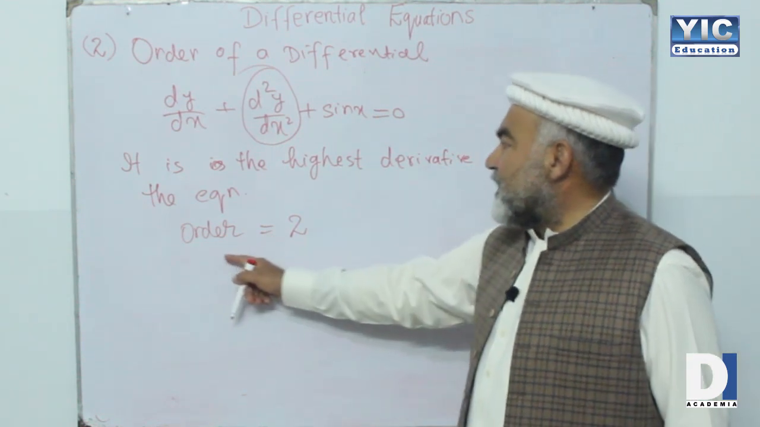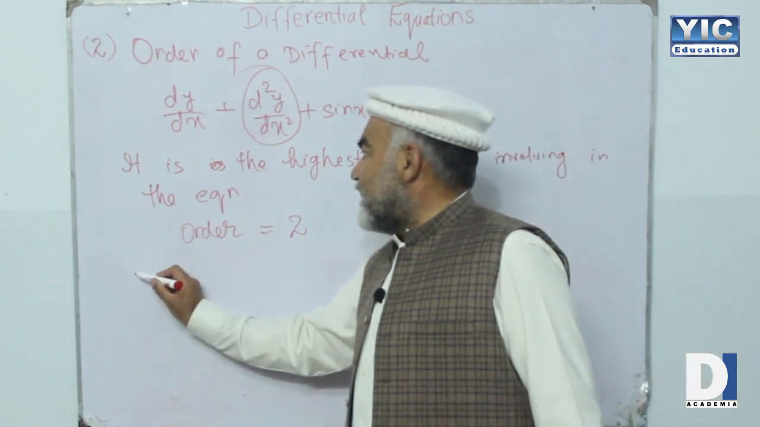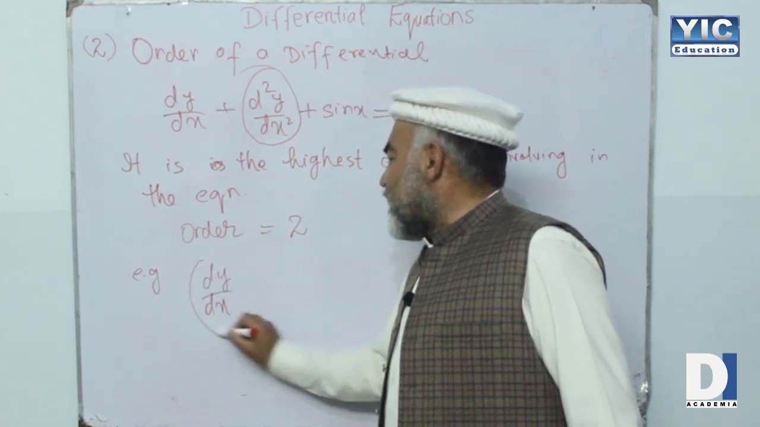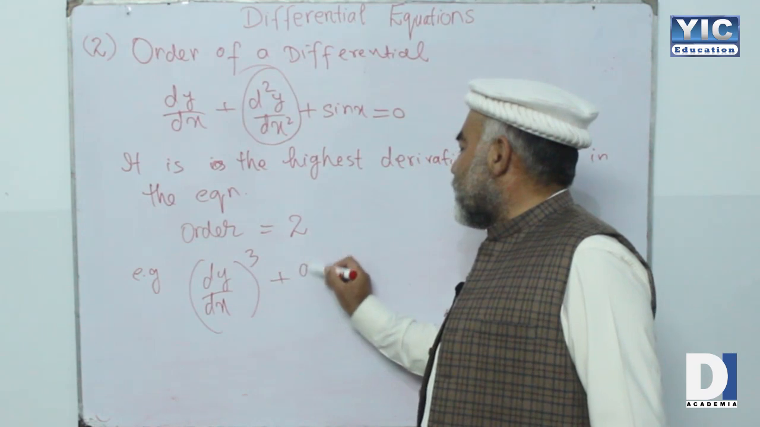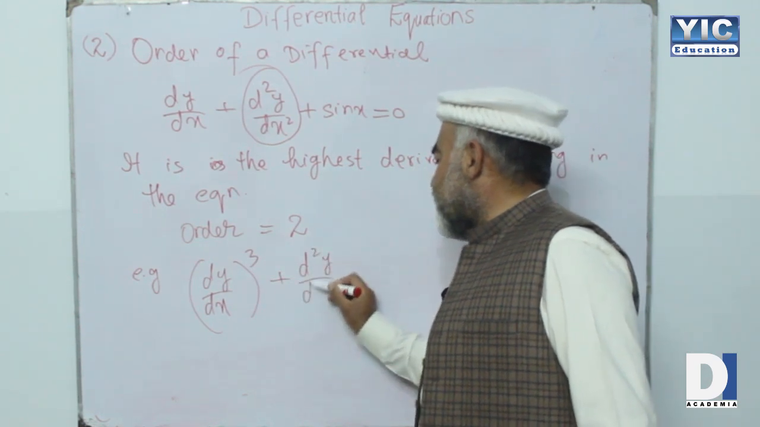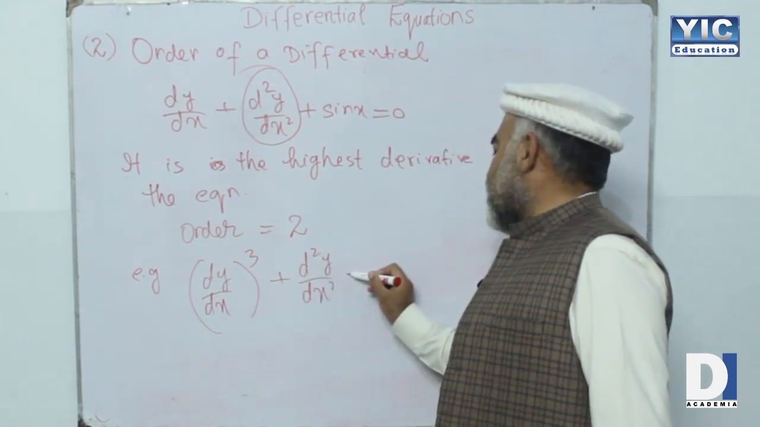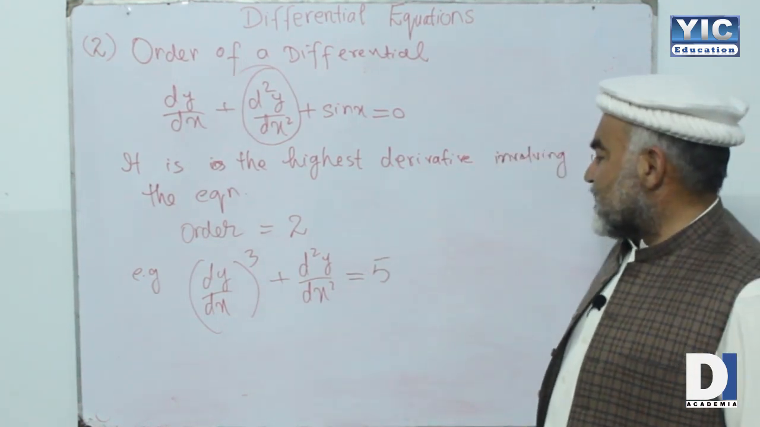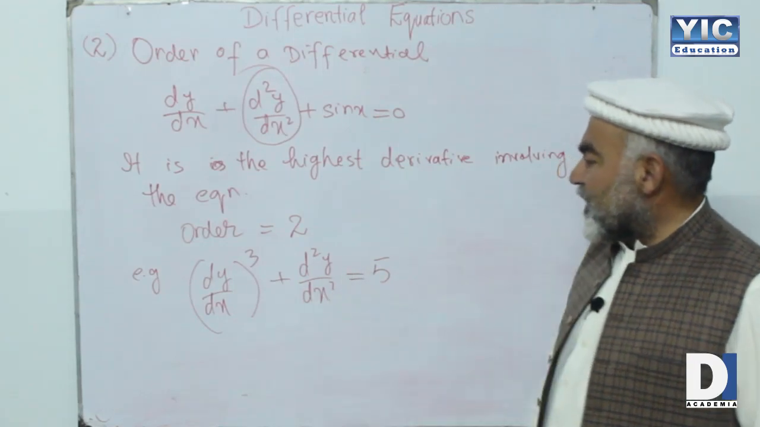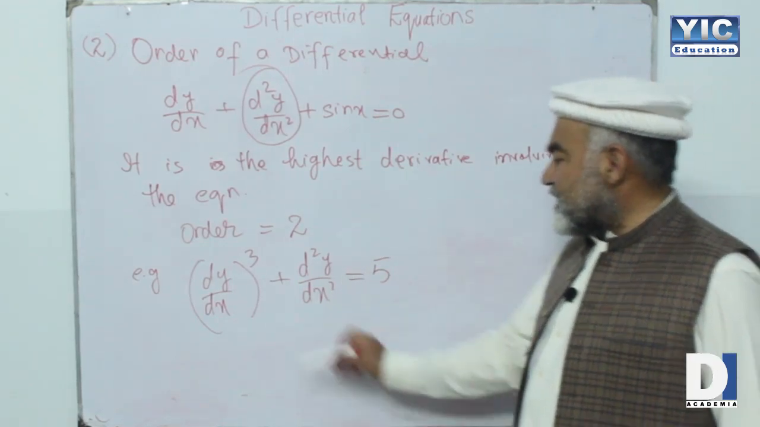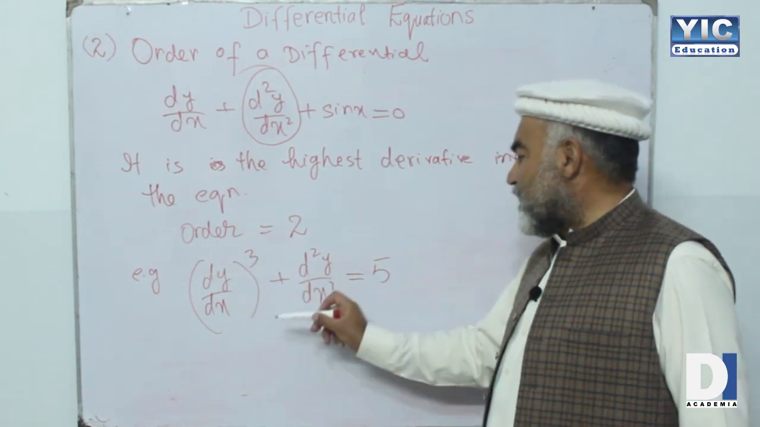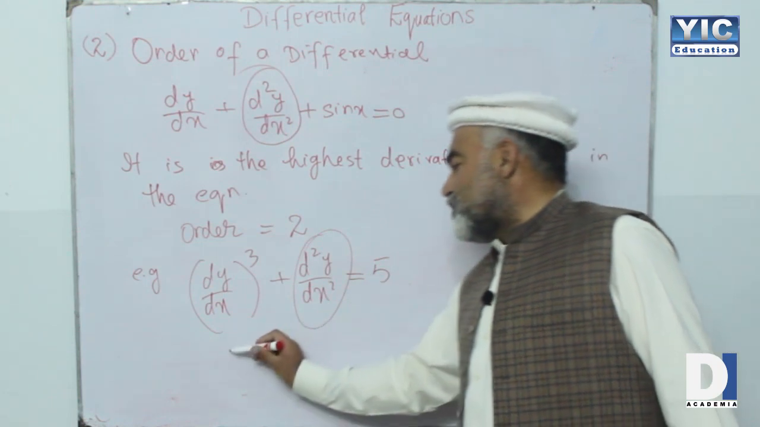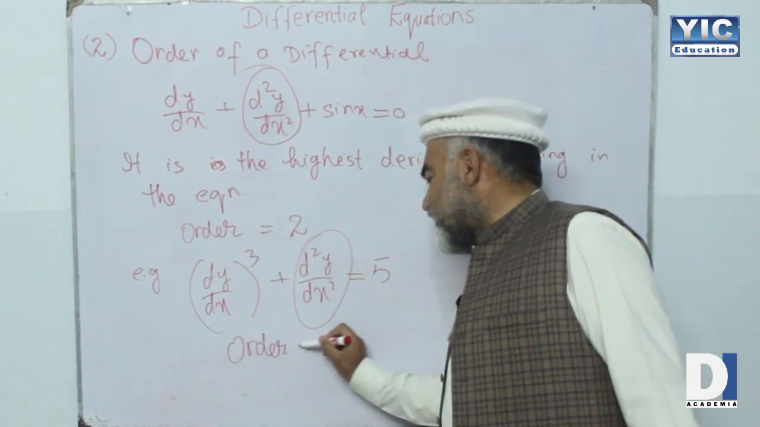So here the order is 2, and for example there is an equation like this: (dy by dx) whole cube plus d square y by dx square equal to 5. So just guess what is the order of this differential equation. Again, this dy by dx whole cube, so focus on this one. Again, here the order is 2.